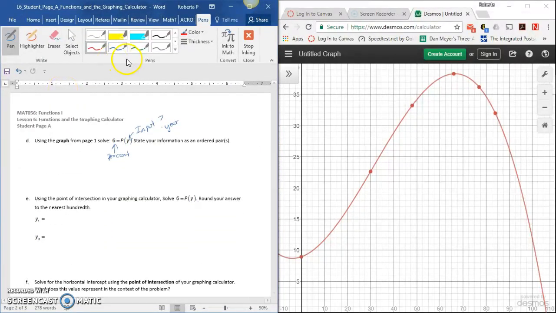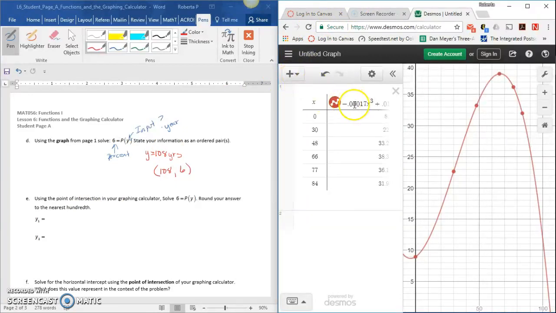And I am going to answer this question. So I'm thinking that the Y value is 108, and I want to write this as an ordered pair. So that means that we have the input value of 108 and the output value of 6. We want to see how accurate this is. And so in our Y1 right now, or it's just called Y in Desmos, is our equation, and it's sitting right here.